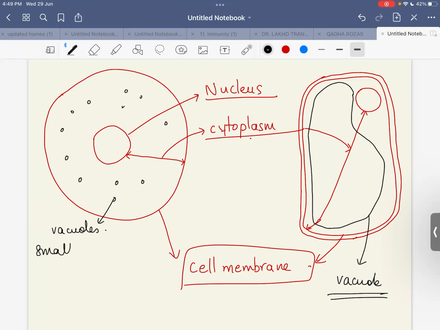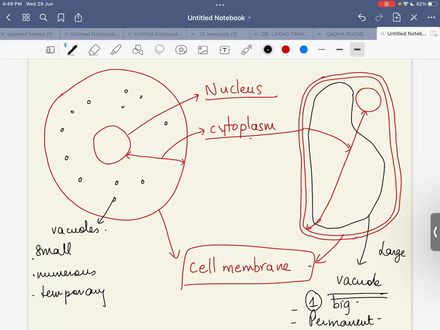So, vacuoles in the animal cells are small, numerous, and temporary. Whereas the vacuole in the plant cell is one big vacuole. It is permanent and it is large.